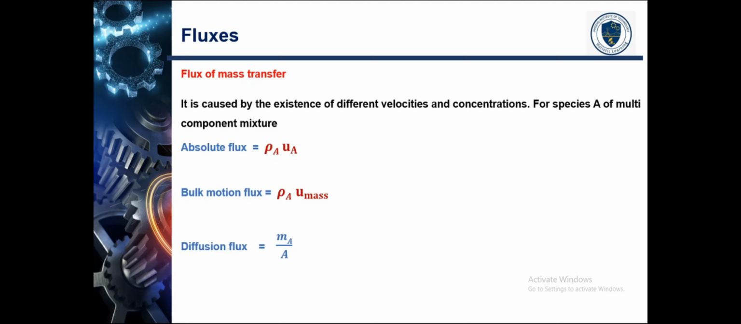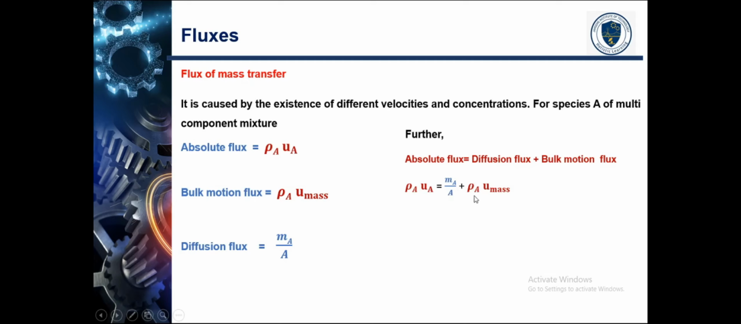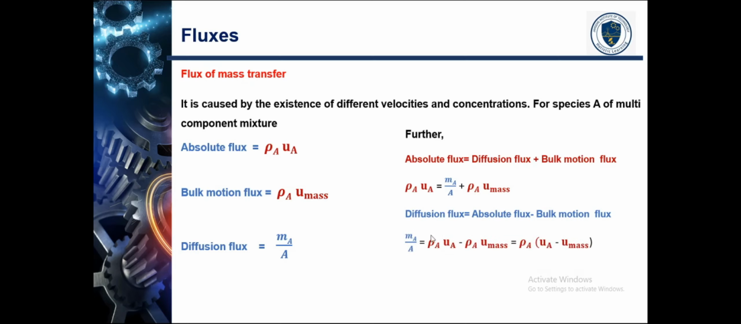Further, we have to show the relationship between all these three fluxes. Here absolute flux is equal to diffusion flux plus bulk motion flux. So absolute flux can be written as rho A into UA. In the same way, diffusion flux can be replaced by MA by A, plus bulk motion flux can be replaced by rho A into U mass. Now if we rearrange the parameters, diffusion flux is equal to absolute flux minus bulk motion flux, then the equation will be rewritten.